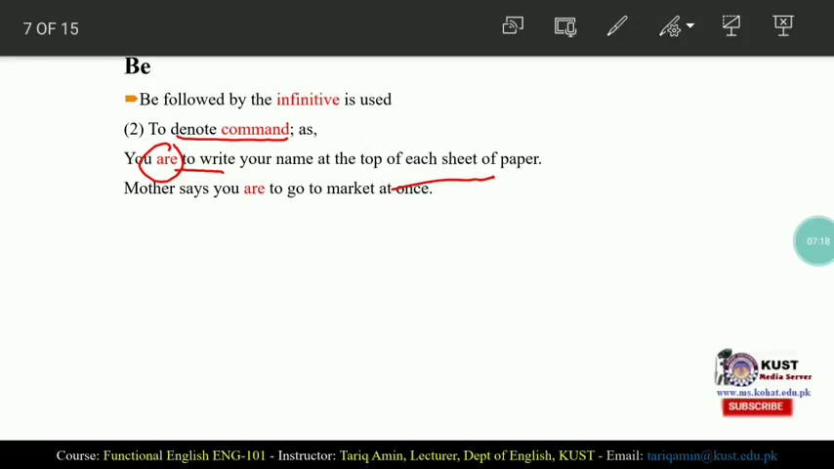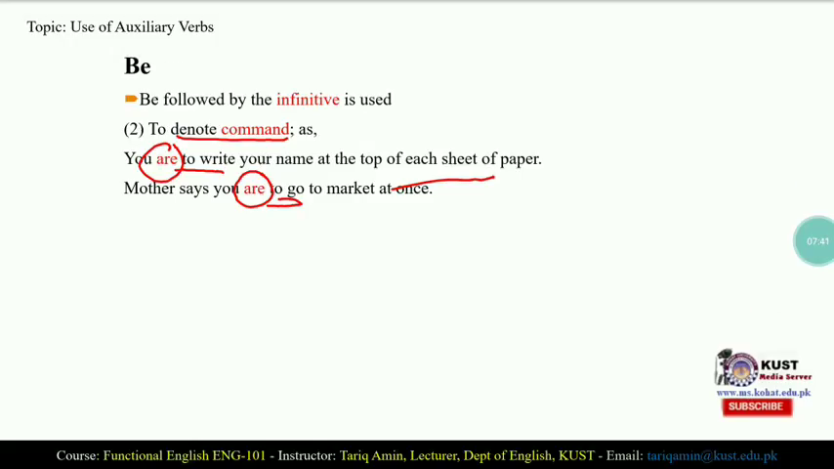And mother says you are to go to market at once. Once again, in this example, a command has been shown, command has been indicated. Mother says you are to go. To go is an infinitive, and we can see that "are" has been used before it in order to show command, in order to indicate a command.